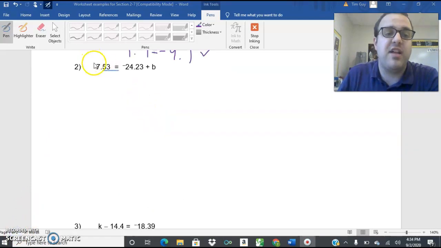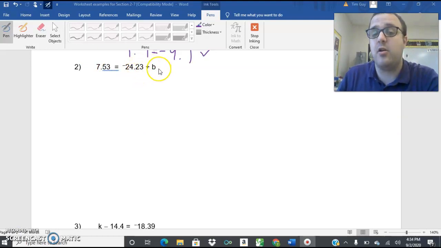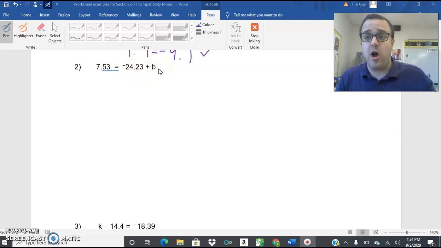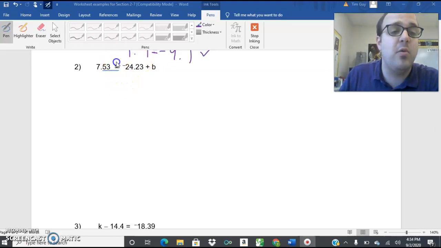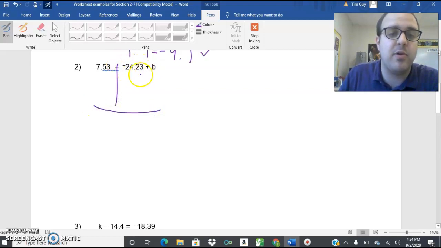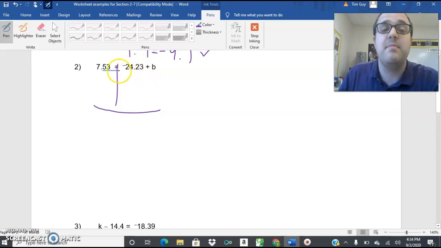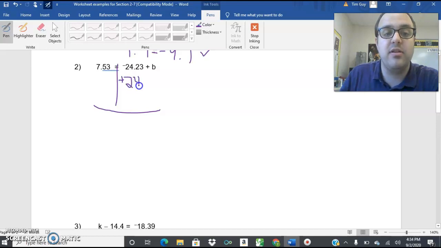All right, next up we have 7.53 equals negative 24.23 plus b. This is one where the variable's now on the right side of our equation. Mr. Guy, does that change what's going on? No, it doesn't at all, okay? Basically, we're still gonna be solving the same way. Still a one-step equation. I look at this and I say, all right, how am I gonna get to 0? How do I get rid of this negative 24.23 that's hanging out with b? Because it's negative and I wanna get to 0, I'm gonna be adding 24.23 to both sides.